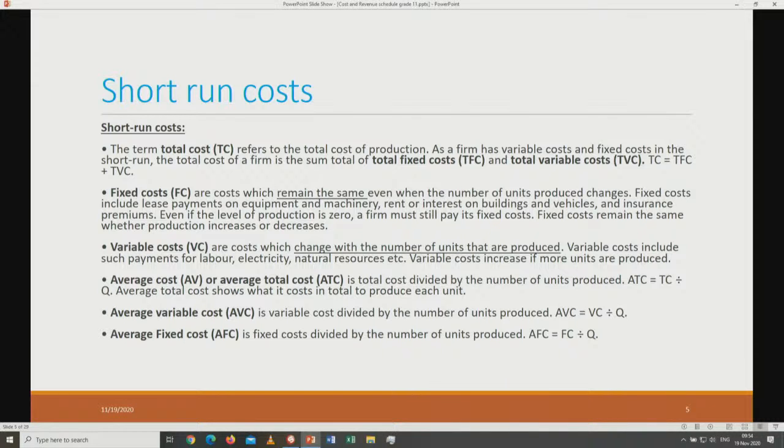Now, AVC, or average variable cost, is when you take the variable cost and divide it by the number of units that you are producing, as you can see in this formula here. AVC, average variable cost, is equal to variable cost divided by the quantity produced. Whereas the average fixed cost, AFC, is fixed cost divided by the number of units produced. Here's the formula: AFC is equal to FC divided by Q, which is the number of units produced. Right. So these are the short run costs that you find in any business.